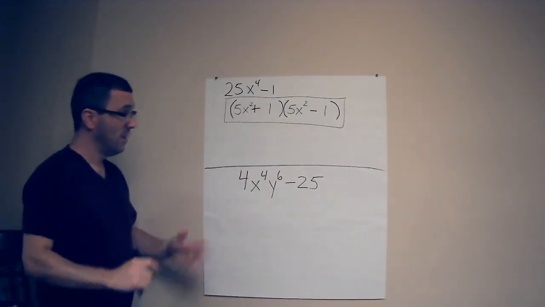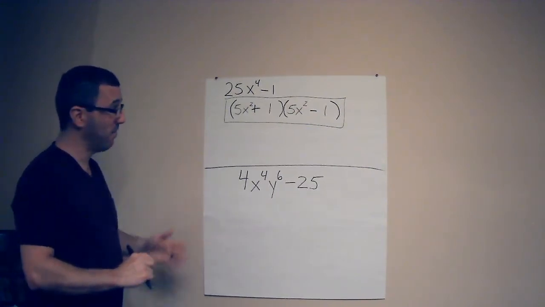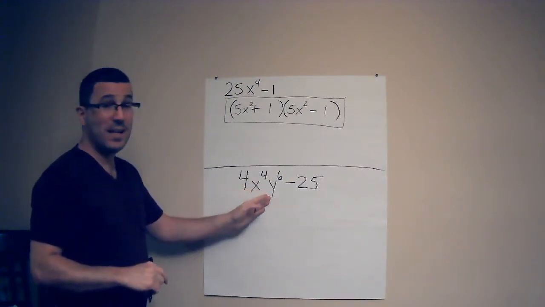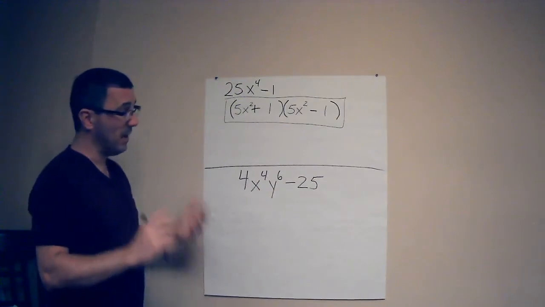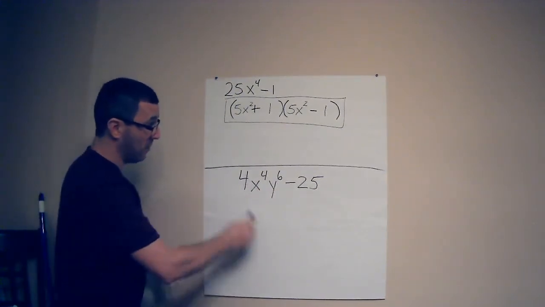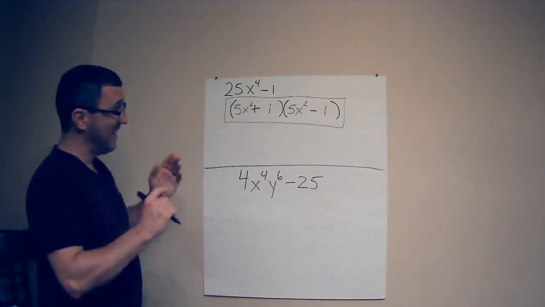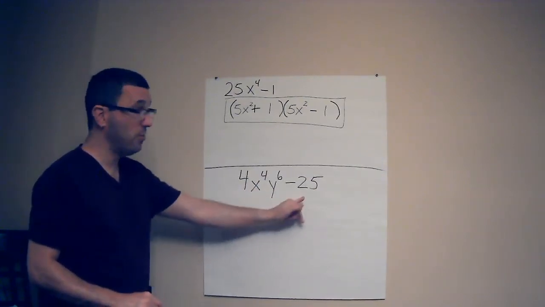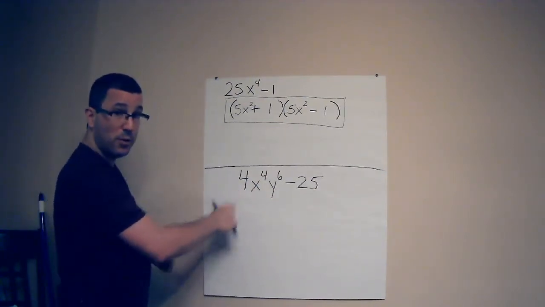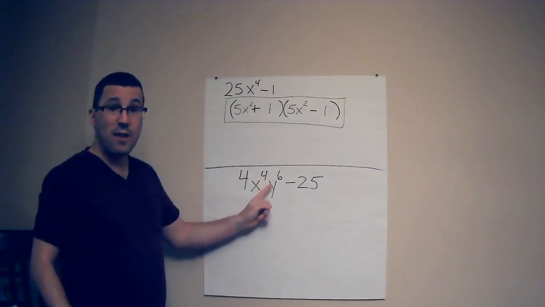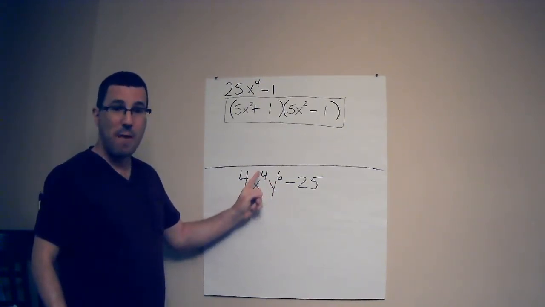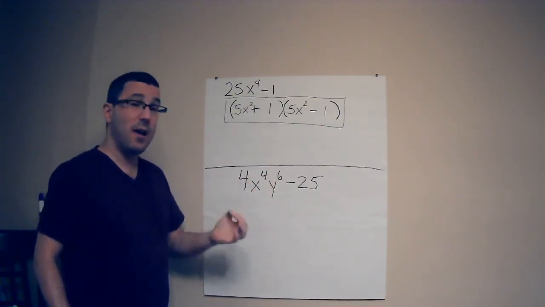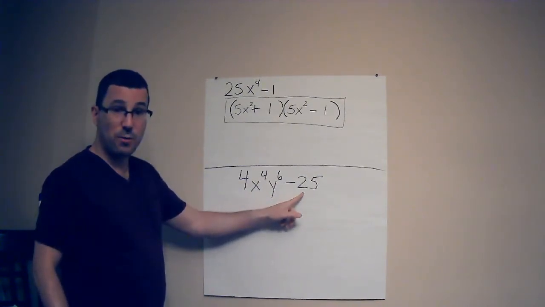Last one. Bunch of different things going on here. So, first thing I do with this 4x to the fourth, y to the sixth, minus 25. As always, I'm going to look to see if there's any common factors. There are none. Is it a difference of two perfect squares? I have a difference. I have two terms. 4 is a perfect square, and because each of these variables has an even exponent, they're perfect squares. And 25 is a perfect square.